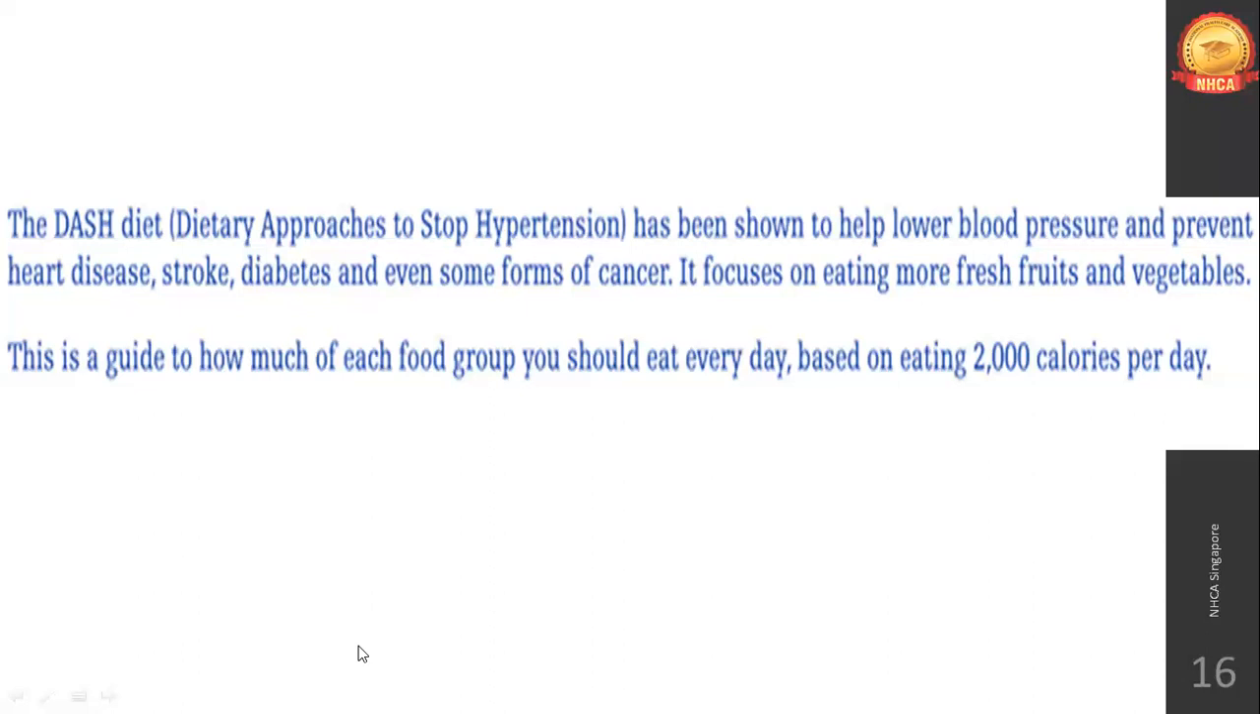On a 2000 kilocalories per day diet, these are the pictures that I have shown you just now. That's how you have to follow the servings if it is 2000 kilocalories. If it is less than 2000 kilocalories, you can reduce the servings as well.